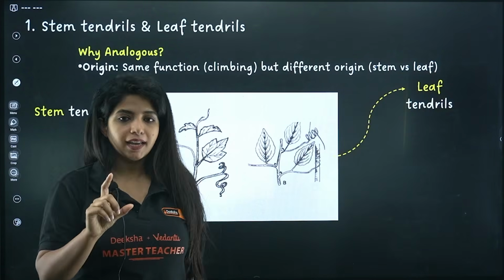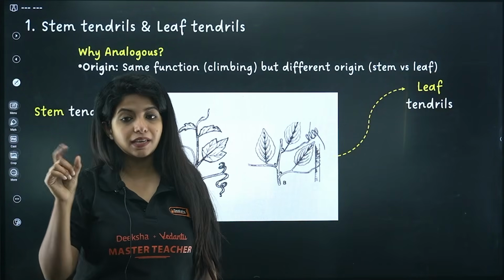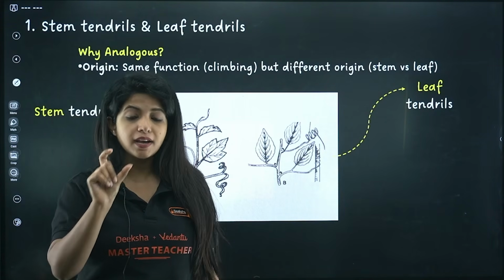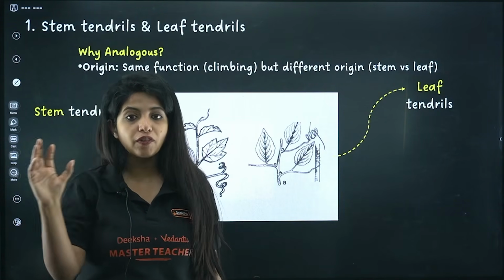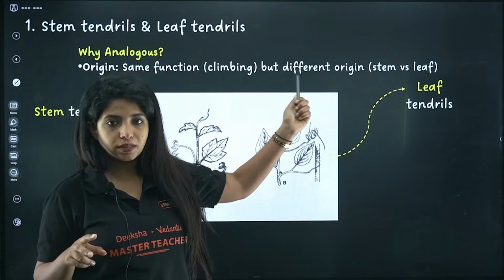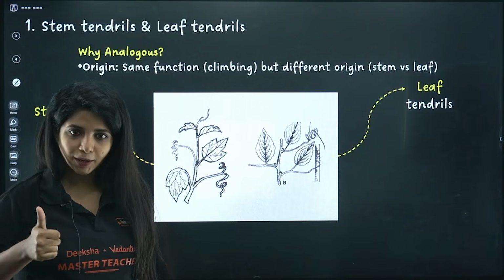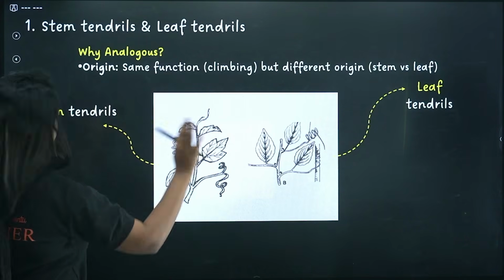As I said, again, identification gives you 1 mark, that this is an analogous organ, stem tendril and leaf tendril, and then writing about it gives 1 mark. So 1 point should be about the definition of analogous organ, the 2nd point should be about the same function, that is climbing, but different in origin. Okay, got it? That's all. One is stem and one is leaf.